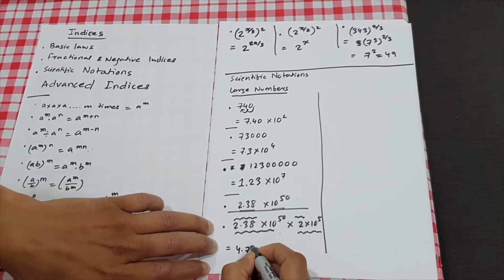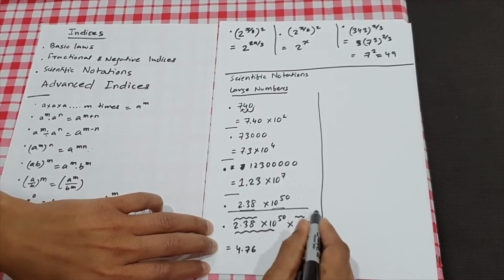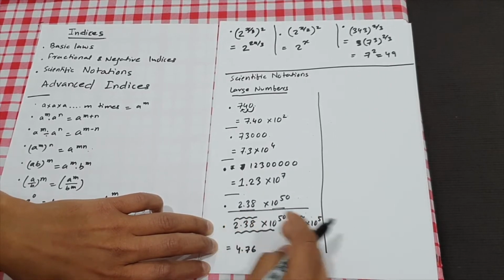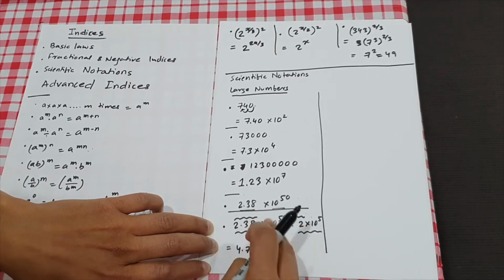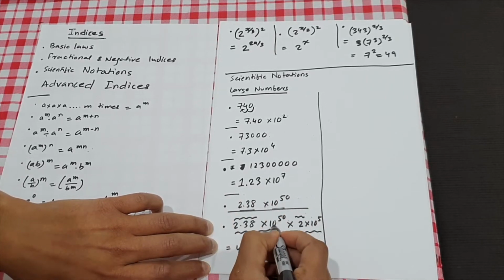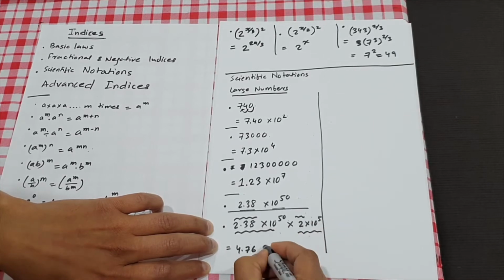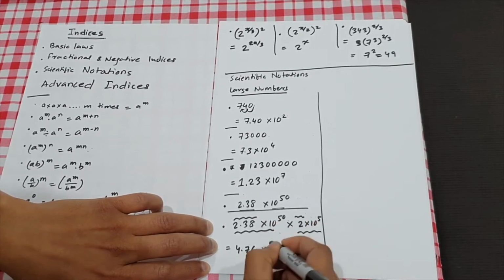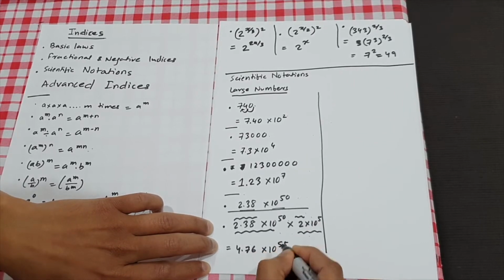So this becomes 4.76. And then we use the indices rules to multiply the powers. Whatever you can multiply with each other, you just multiply and get the value. So 2.38 and 2 are multiplied, so we've got the value. Now we're left with 10 to the power 50 and 10 to the power 5. So this becomes 10 to the power 55. That's your answer.